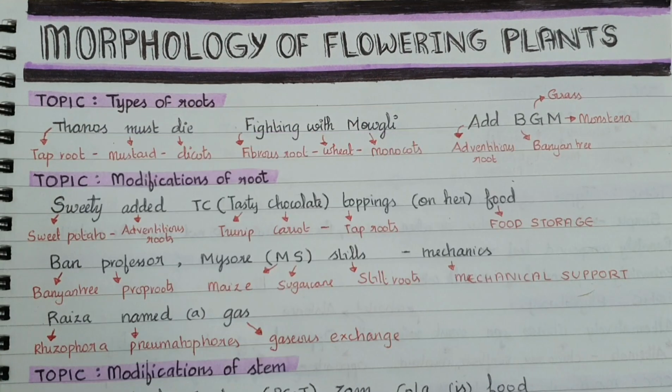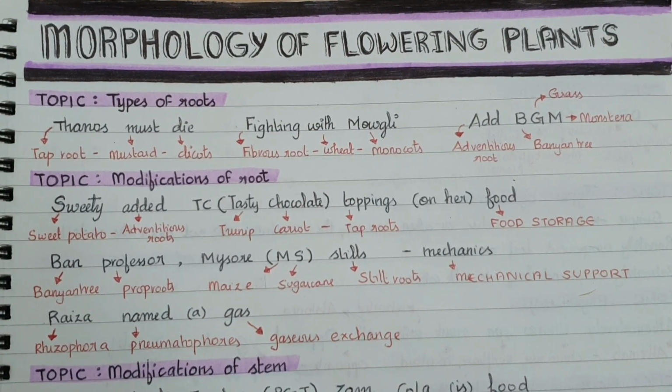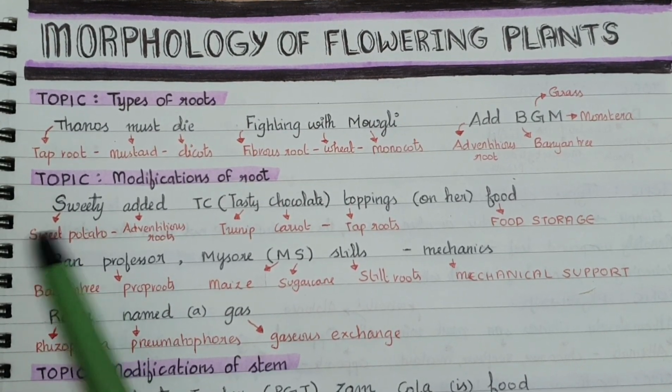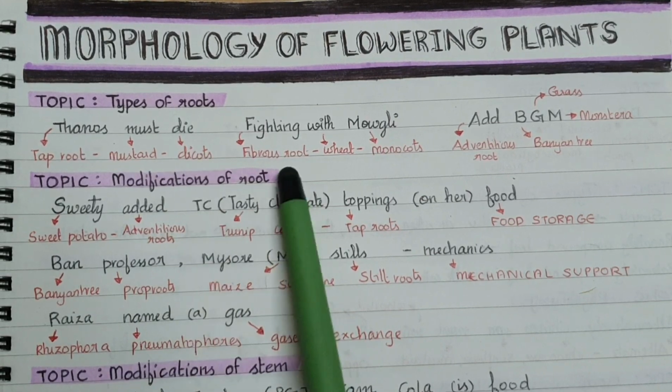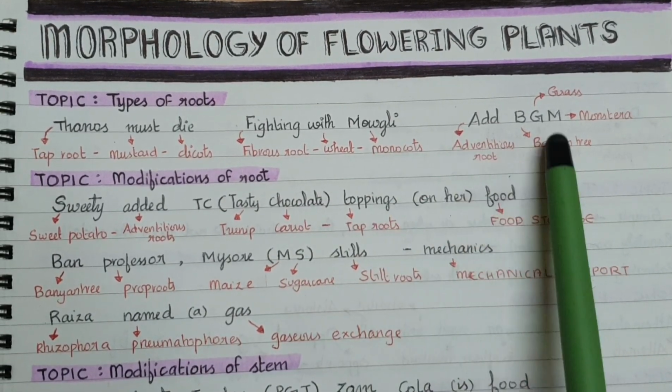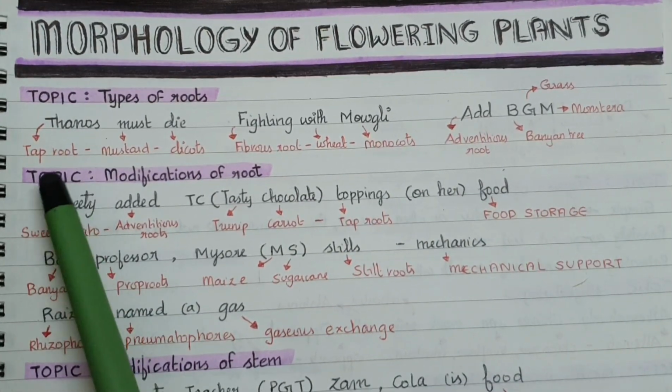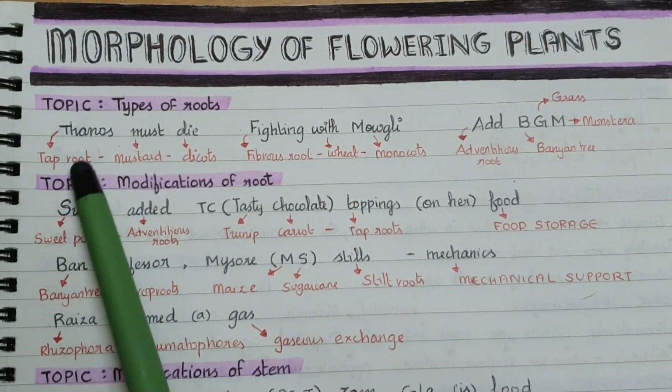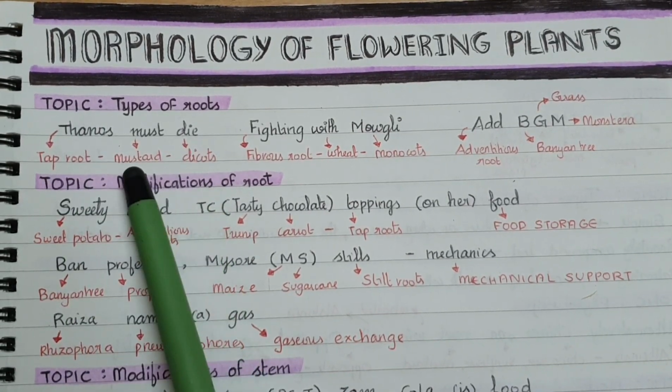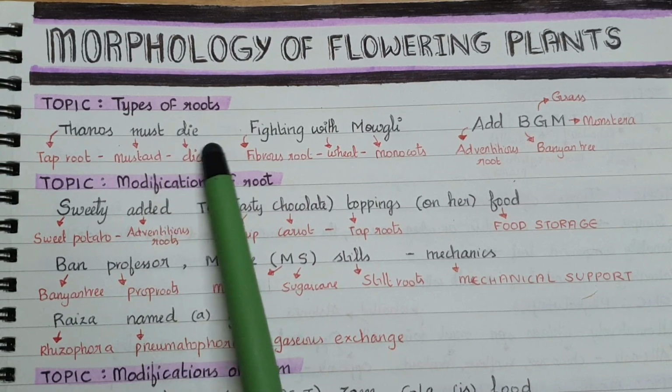So let's get started. The first trick is to learn the types of roots. The trick is Thanos must die, fighting with Mowgli at background music, that is BGM. Thanos for taproot, and taproot is mostly found in dicots, okay, and the example is mustard. So Thanos must die, that is taproot, mustard, dicots.